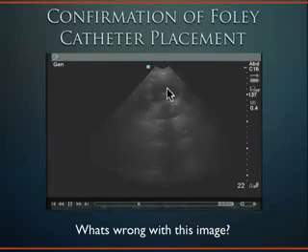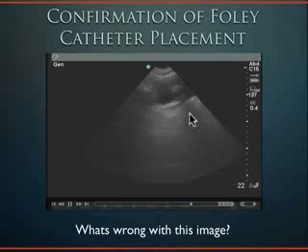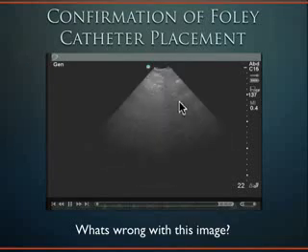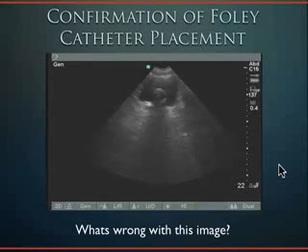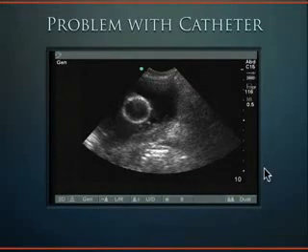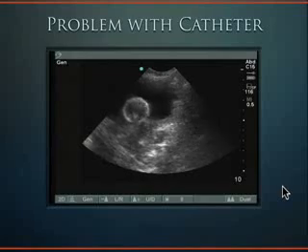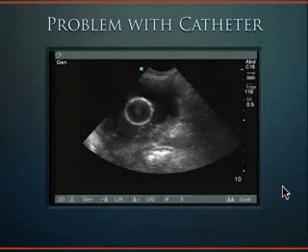But this one actually has the balloon blown up inside the bladder. So the catheter is in the right spot. But what's the problem with the image? The depth is down to 22, right? So we need to decrease the depth. So we go ahead and do so. So here we've decreased our depth to 10 centimeters. And now the patient still complains of urinary retention, that the Foley's not putting out urine.